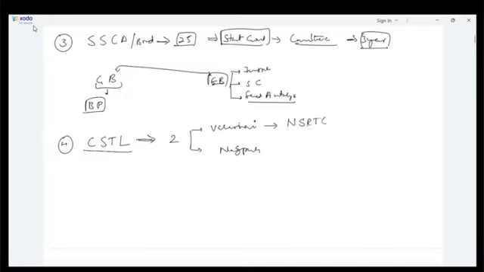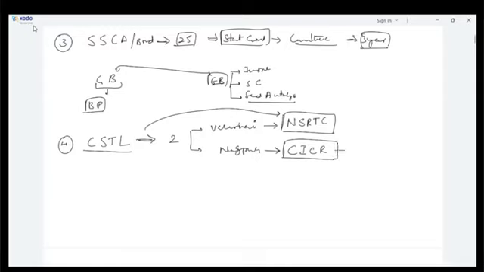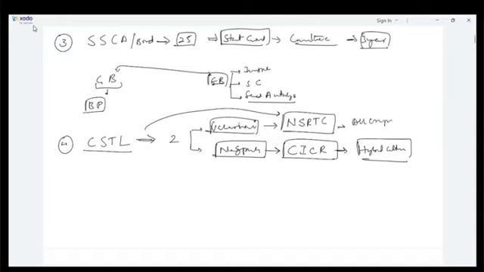So one Central Seed Testing Laboratory is present in this organization, which is NSRTC, the National Seed Research and Training Center. And the second one, Nagpur, is CICR, the Central Institute of Cotton Research. This mainly takes care of testing of hybrid cotton in Nagpur, and the second one, Varanasi, takes the testing of all types of seeds for all crops.